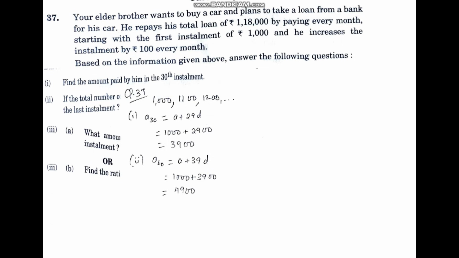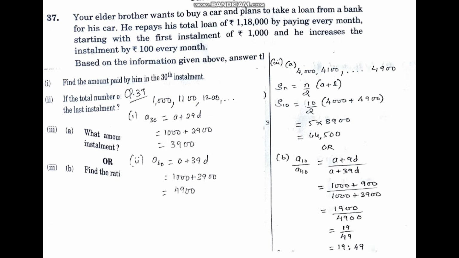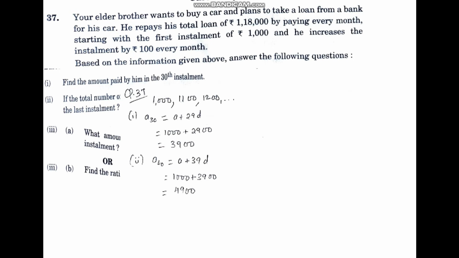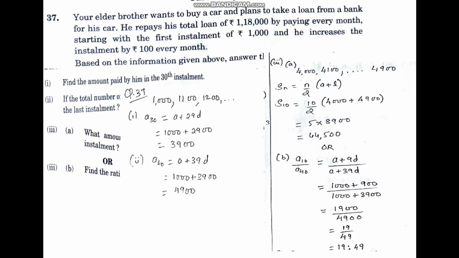Now what is the 40th installment? That is a plus 39d. On substituting, we are getting 4900. Now what is the sum? What they are asking is, what amount does he still have to pay after the 30th installment? 31st installment will be 4000, then 4100, and the last 40th installment will be 4900. We need to find the sum of this sequence, that is Sn equals n by 2 times (a plus l). On substituting, we are getting the answer as 44,500.